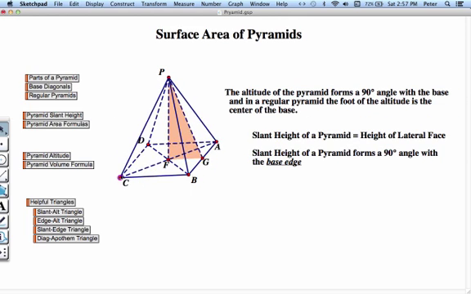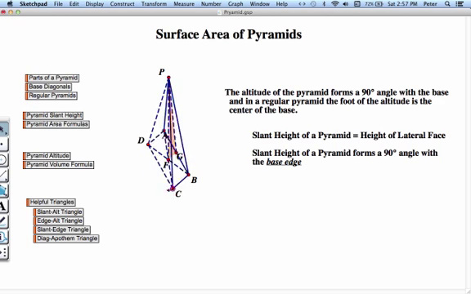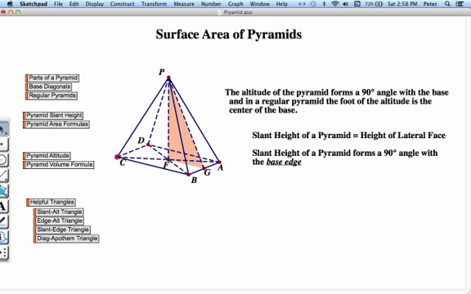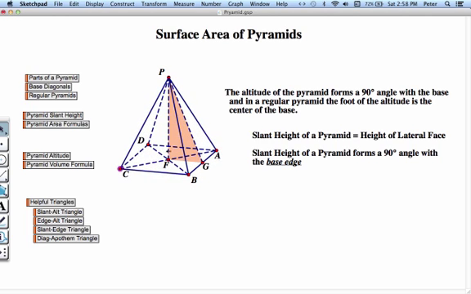And as you can see here, it's in the middle of the pyramid, stretching from the altitude through the base, and that would be an apothem in a regular pyramid, to the midpoint of a base edge, and then the slant height makes up the hypotenuse. Okay, let's take a look at the base edge.